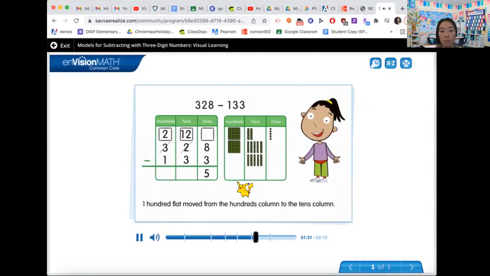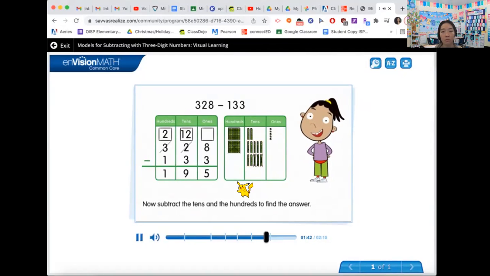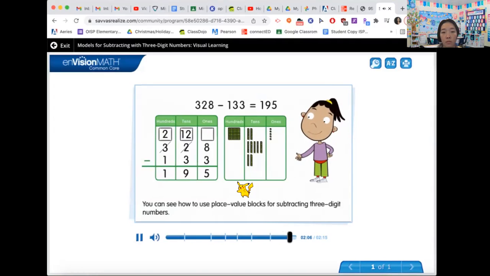The 100 flat moved from the hundreds column to the tens column. It is now 10 tens rods. Now subtract the tens and the hundreds to find the answer. How do the place value blocks show the difference? There is 1 hundreds flat, 9 tens rods, and 5 unit cubes left. So, 328 minus 133 equals 195. You can see how to use place value blocks for subtracting 3-digit numbers.